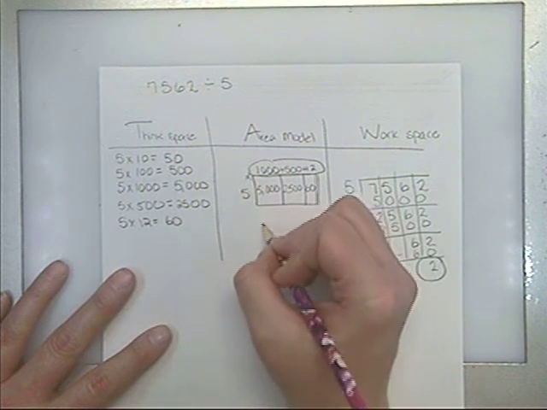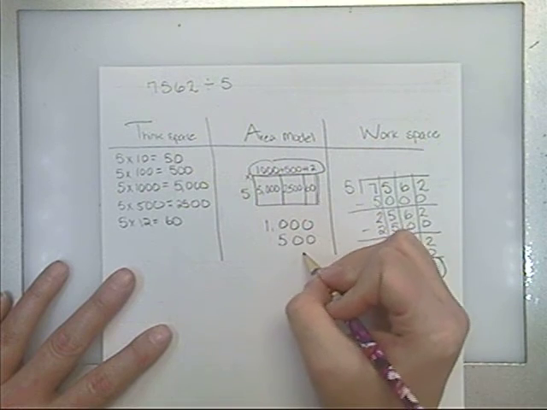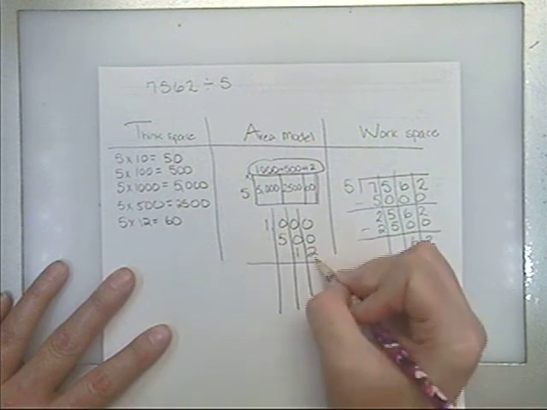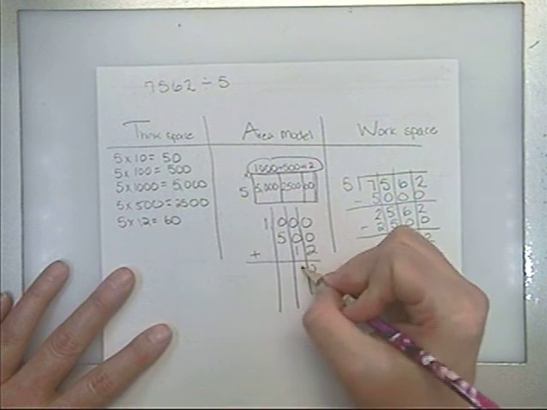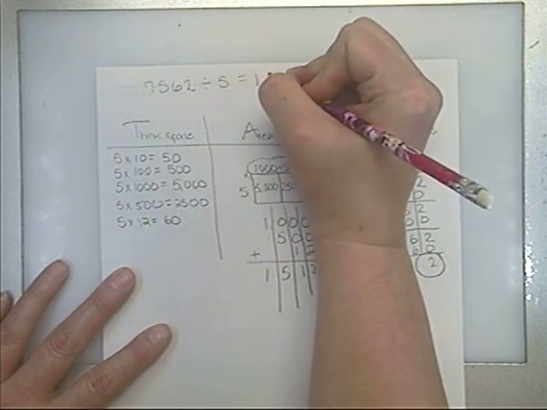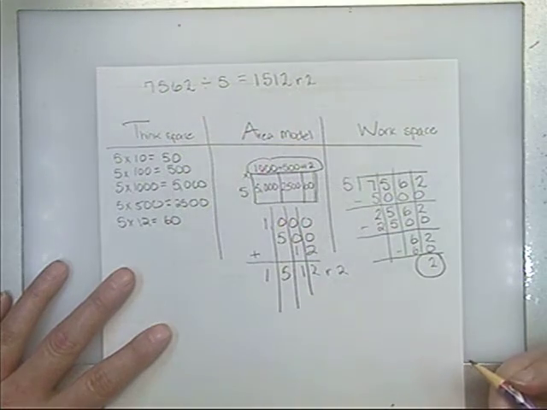So we need to take the quotient and stack it and line up our place values and add it. 1,000 plus 500 plus 12 is 1,512 with a remainder of 2. So our answer is 1,512 with a remainder of 2.